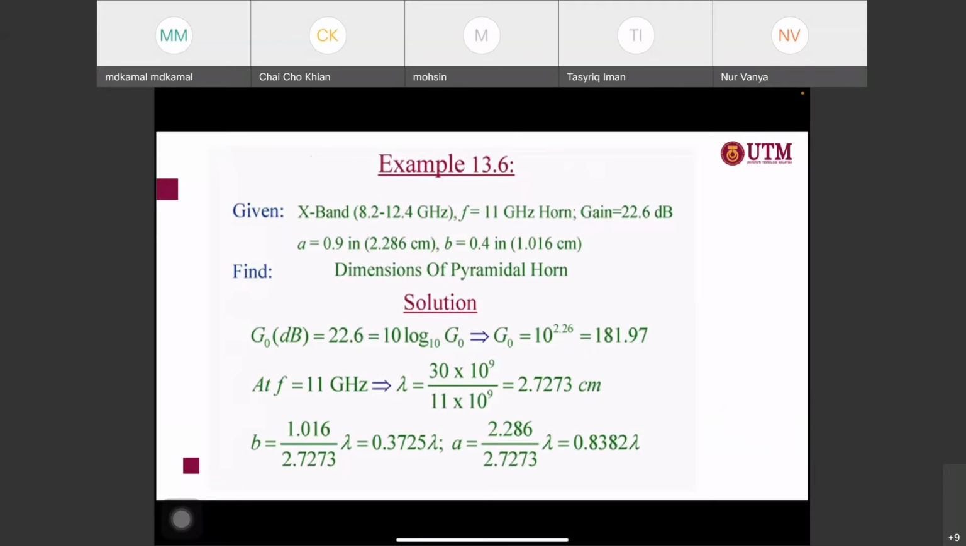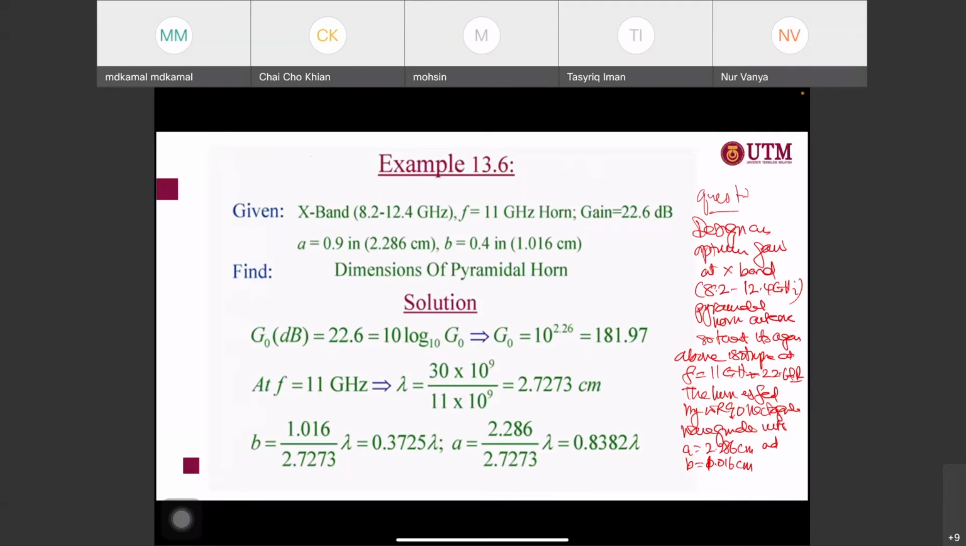The question is, we want to determine the design of an 8.2 to 12.4 gigahertz pyramidal horn antenna, so that its gain at the frequency F equal to 11 gigahertz is 22.6 dB. The horn is flanked by WR90 rectangular waveguide, so this is the standard waveguide with A equal to this. How do you want to do this? First of all, you need to find the gain here as a ratio value, the absolute value.